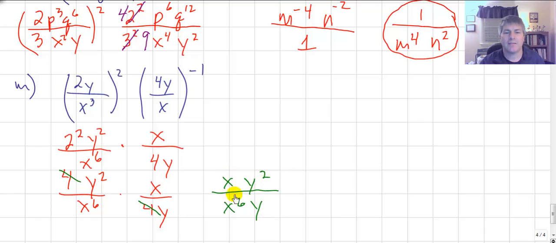So I have some base x's here I have to deal with, and I have a base y here to deal with as well. So x divided by x to the 6th, I actually have 5 more factors of x in the denominator than in the numerator. This is 1 minus 6. So I'm left with an x to the 5th in the denominator. And y squared over y is y to the 1st. So I end up with just y over x to the 5th as my final answer.